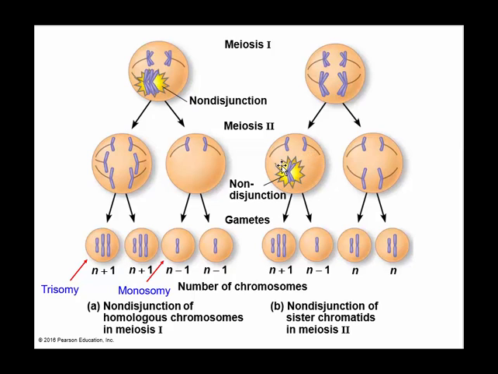Now you could have a non-disjunction event in meiosis II. Here's where the sister chromatids don't separate, and you see something fairly similar. In this cell here, this was not affected, but in this cell, after meiosis 1, the non-disjunction occurred in meiosis 2, and in your gametes you get a trisomy and a monosomy.